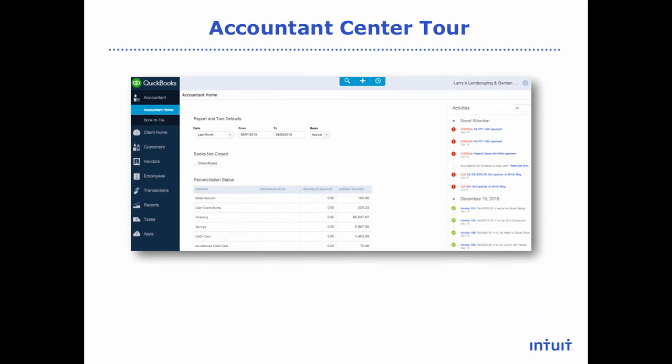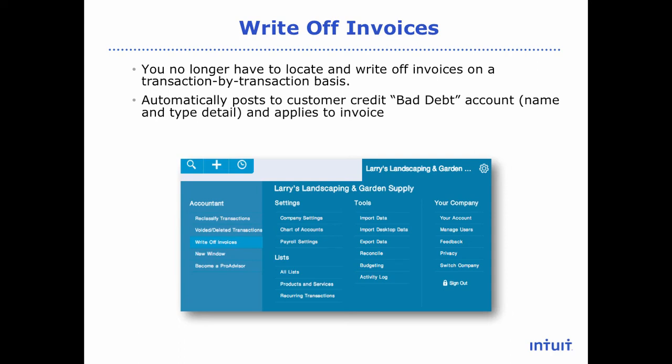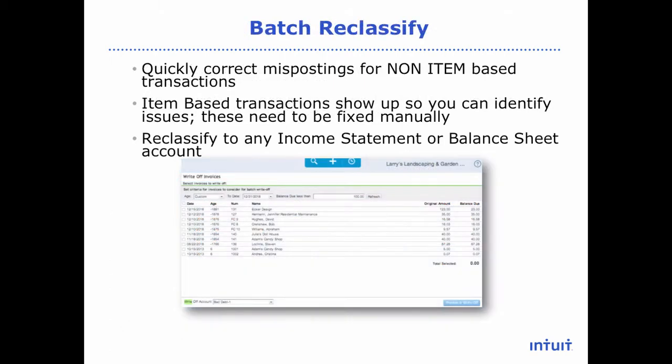So the next thing I'm going to do, I'm going to actually flip from my slide deck. We're going to show you a couple things. I'm going to show you the Accountant Center. I'm going to give you a tour of that. I'm going to show you how to write off invoices. And we're going to go through all this stuff in just a few moments because you won't have to locate and write off those invoices on a transaction by transaction basis. You'll be able to do this in batch, and it'll post everything to a bad debt account, and it'll apply that to the invoice. I'm also going to show you about batch reclassify.